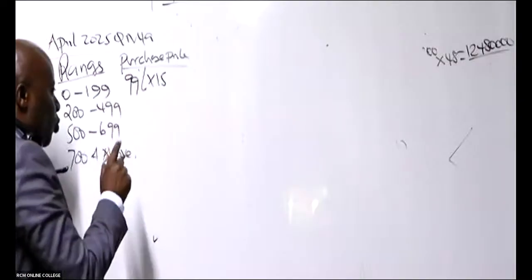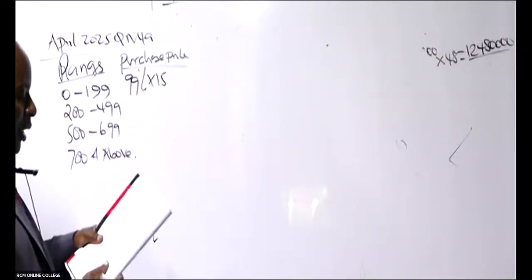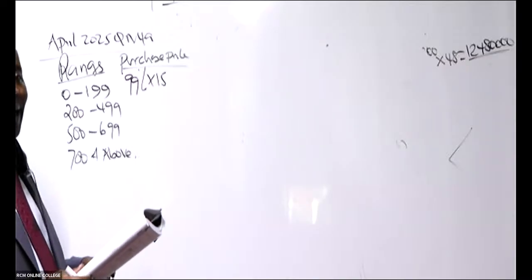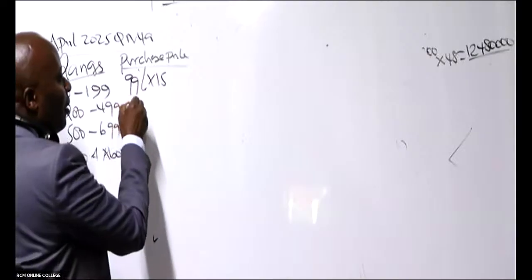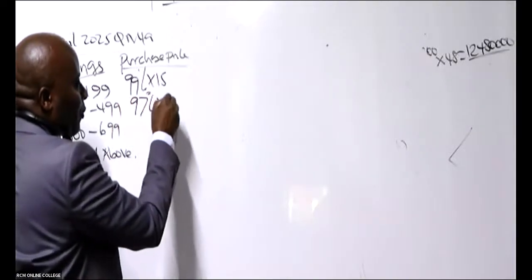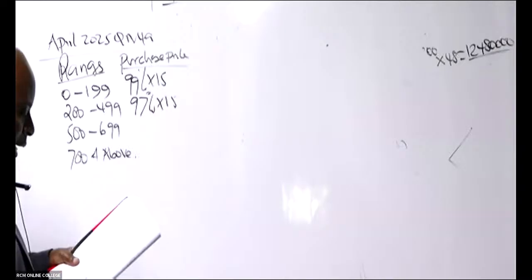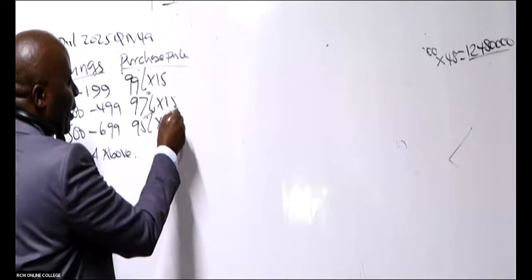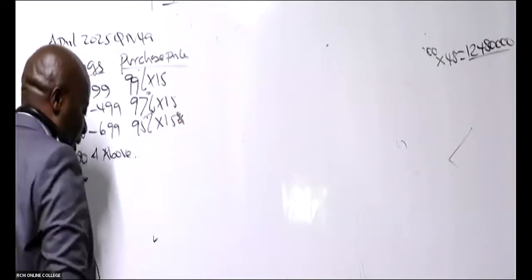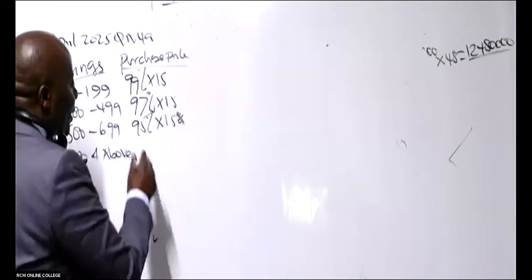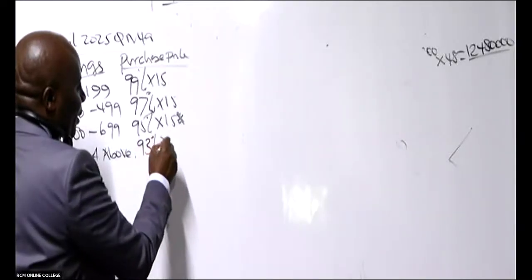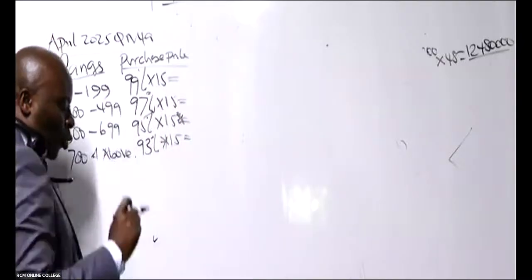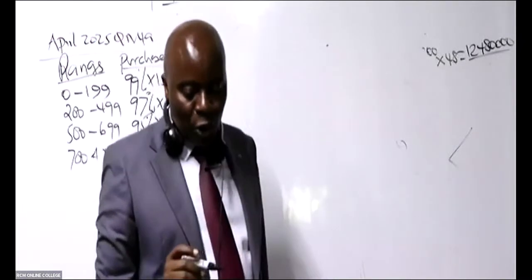Now, can we kindly continue? How about this other class? The discount is 3%, so we procure it at 97% of 15. The other one is 5%, meaning that I procure this at 95%. The other one is 7%, which means that I procure this at 93%. That is a very good step that a very good student should have gone through to get some free marks.